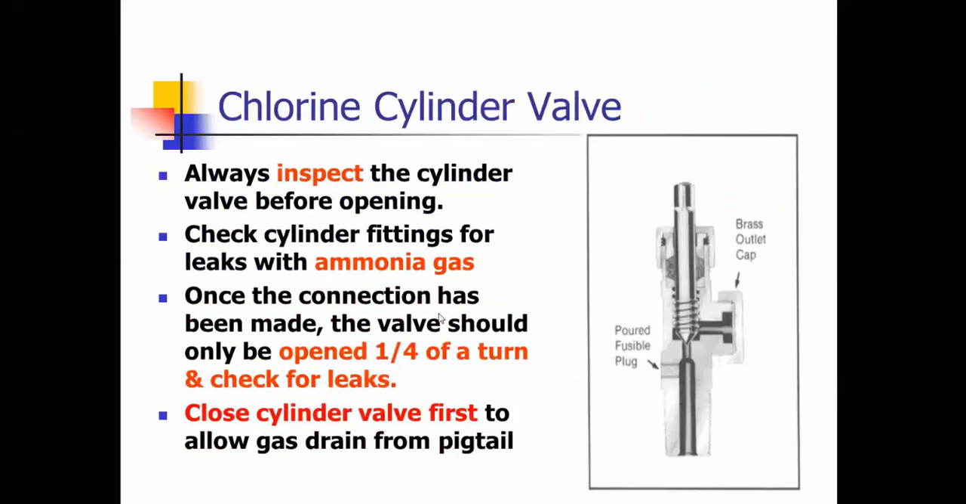This is a chlorine cylinder valve, and you always want to inspect the cylinder valve before you open it. Check the fittings with ammonia gas to make sure there's no leaks around it. Once a connection has been made, the valve should only be opened a quarter of a turn, and check for gas leaks. You want to always close the cylinder valve first to allow the gas to drain from the pigtail. Always close the cylinder valve first.